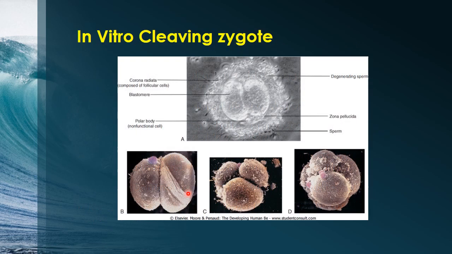This is a diagram showing you the process of cleavage in in vitro fertilization. You can see that this is the two cell stage, and there are a lot of sperms which are degenerating outside and attached to the corona radiata cells. You can visualize here these degenerating sperms. The polar body, which is non-functional, is only required for the nutrition of the developing oocyte. So this is all about fertilization, assisted reproductive technology and the process of cleavage.